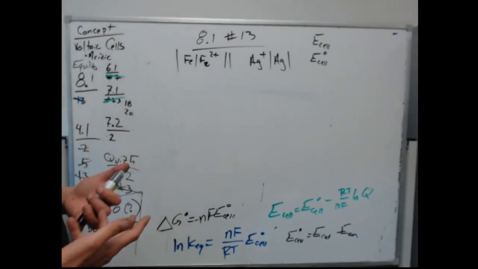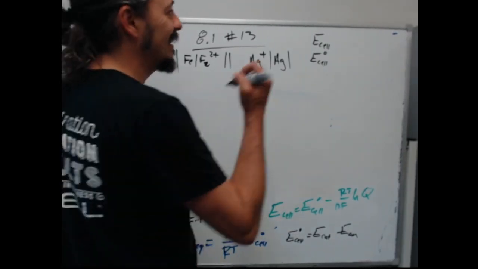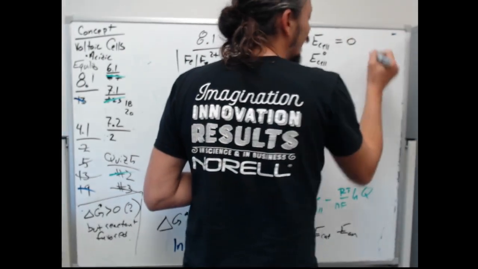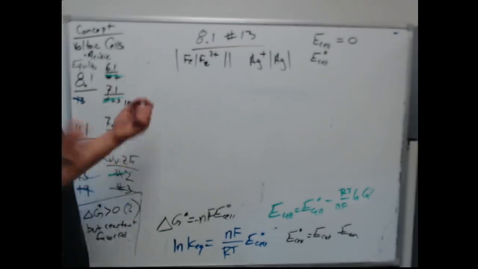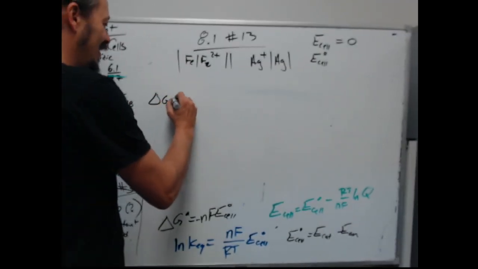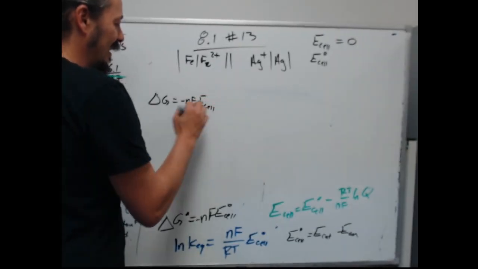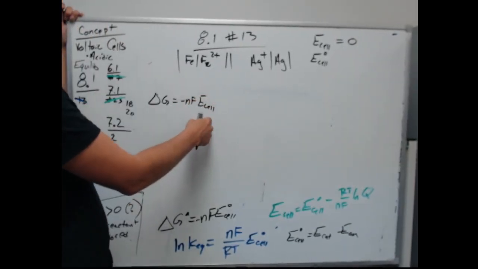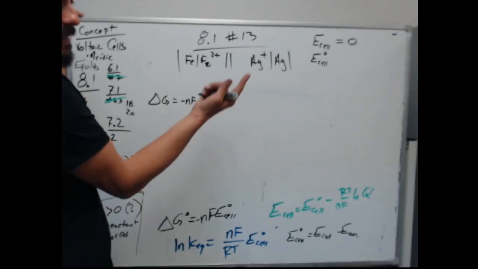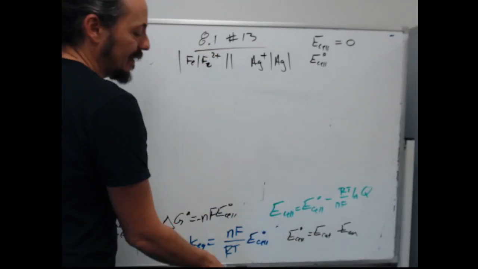Okay, so if we're at equilibrium, E cell is 0. Right? E cell is 0. It's like the same way where when you're at equilibrium, then Delta G is 0, right? Yeah. And we can do delta G equals negative NF E cell, right? Non-standard, non-standard. At equilibrium, delta G is 0, so E cell is 0. Cool. Okay. So we know that E cell is 0.